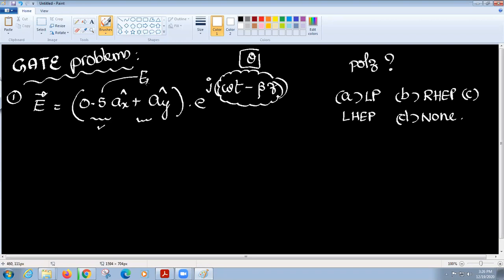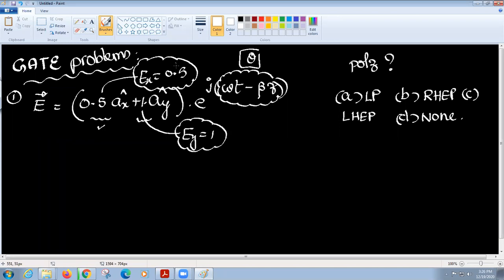In this case, you have Ex equal to half, and this coefficient is 1, that means Ey is equal to 1, but this doesn't hamper linear polarization. Whether amplitudes are the same or unequal doesn't matter, as long as we have the same phase, or as long as there is no phase difference, then definitely we can say it is linear. But this is only for 1 mark, and negative marking is, if you go for an incorrect option, you will have to lose 1/3 mark.